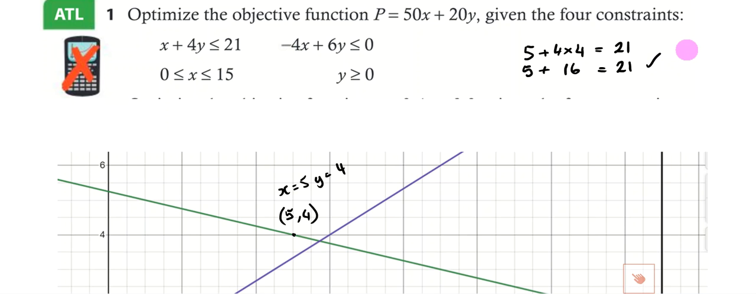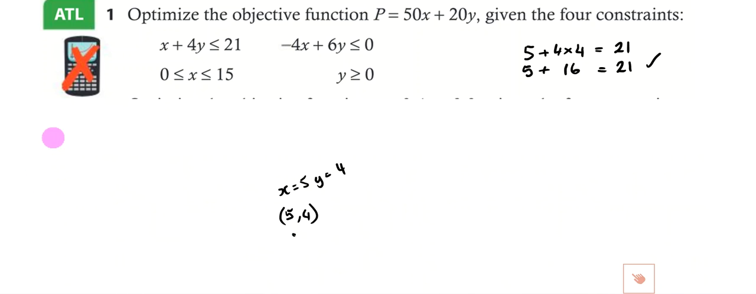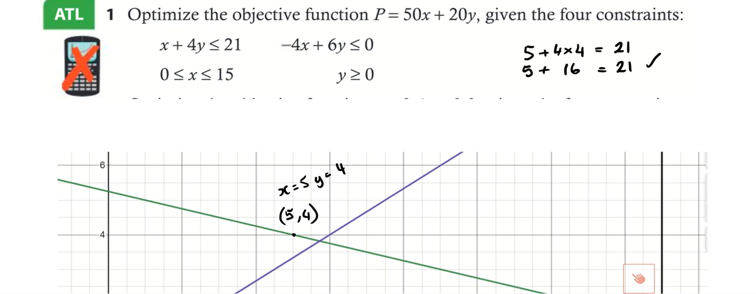I forgot to multiply by 4, but actually we're all good. The green one is x plus 4y equals 21. So all I need to do now is I'm only allowed the bit that's less than 21. So which one's that?